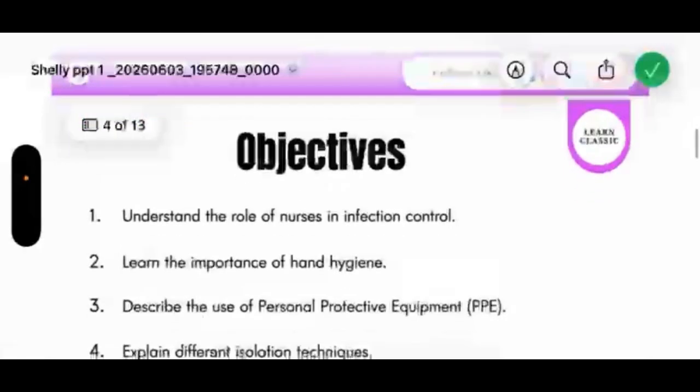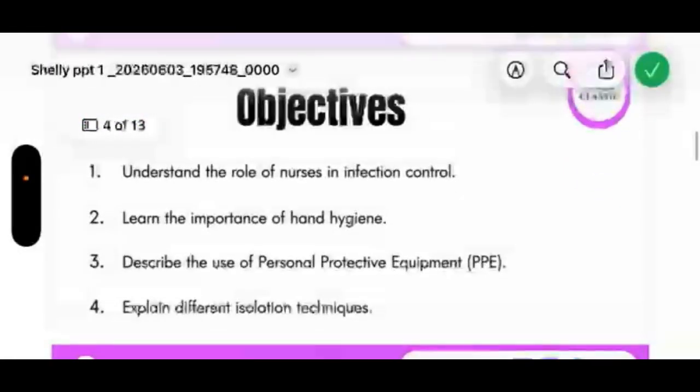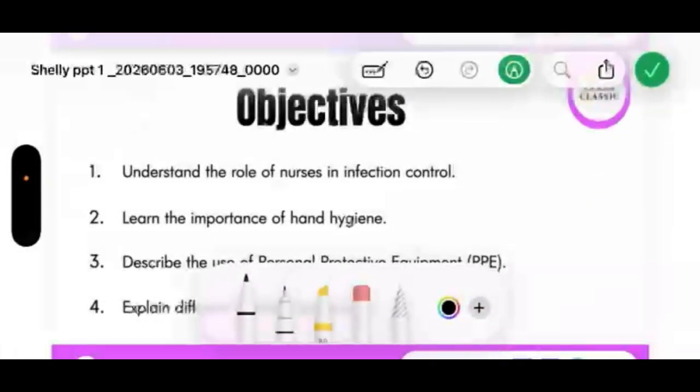Moving on to the objectives. So we will see what the objectives are. Understand the role of nurses in infection control. Yes, we have to always give our best to prevent infections and control them accordingly. Then learn the importance of hand hygiene. Hand hygiene is the basic procedure that we all learn when we enter nursing, and in that way we can prevent many infections.